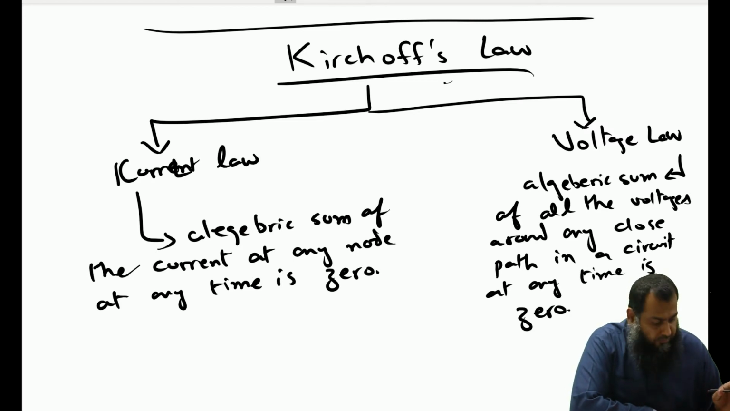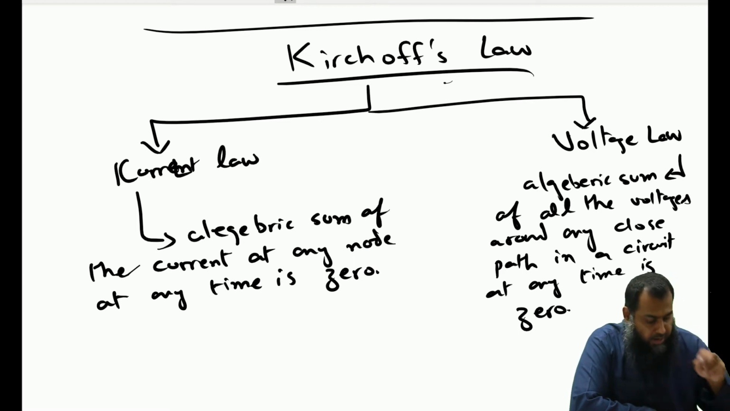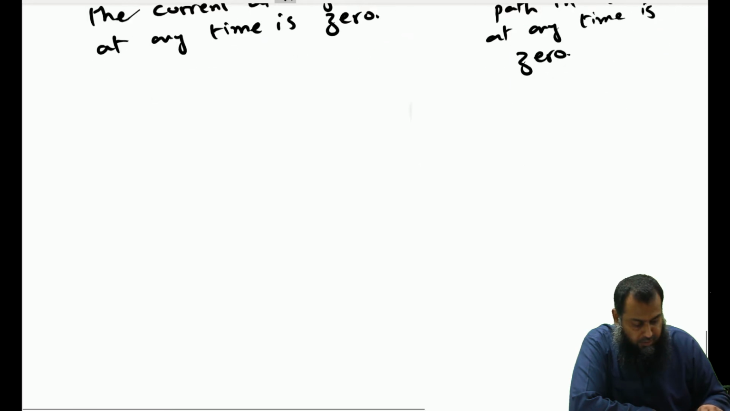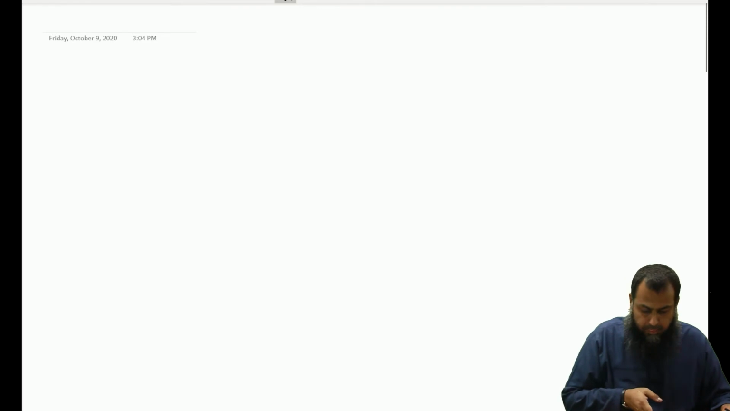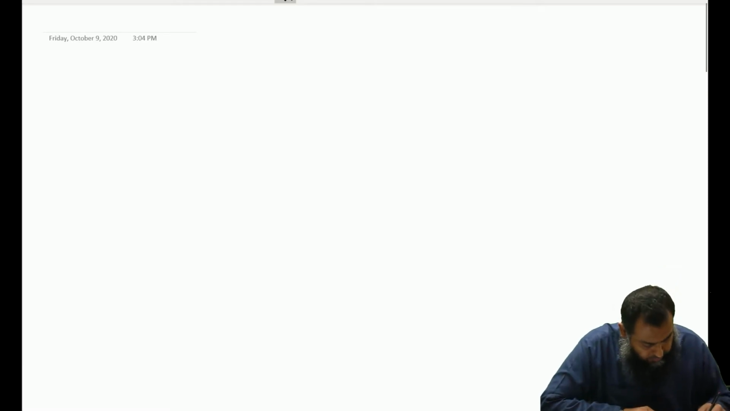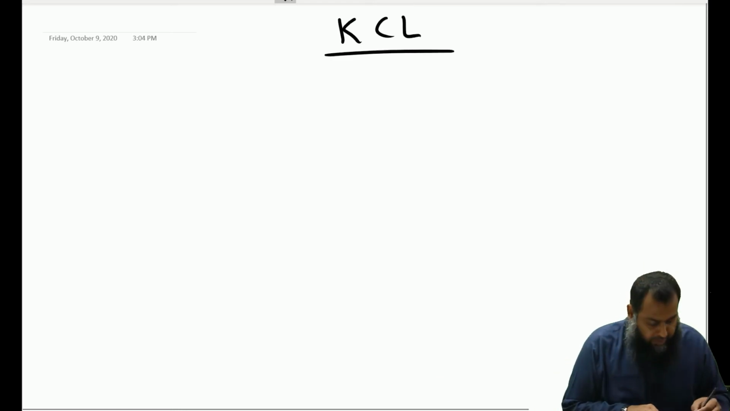Now, which means that in any closed path, if there is one unknown voltage available, then we can find out what that unknown voltage is. In the same fashion, using Kirchhoff's current law, if there is one unknown current in a particular node, that can be calculated. Let us see how they can be mathematically expressed. Let us first see how we can use Kirchhoff's current law. So let me make a circuit.